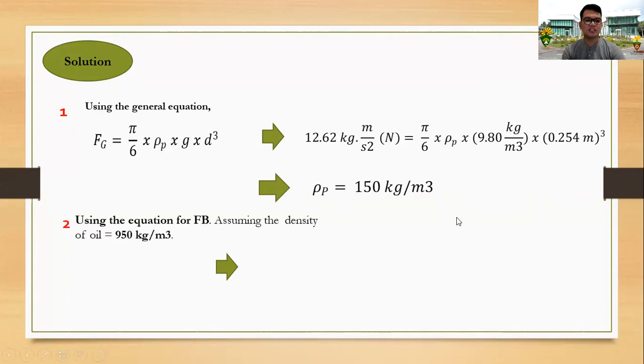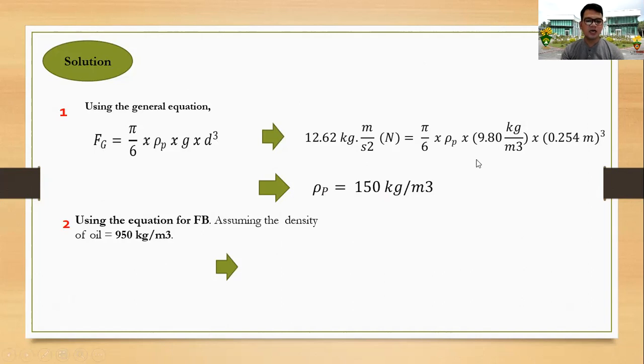The next question is, what's the value of Fb, or the force resulting from the weight of the body? So assuming a density of oil of 950 kilograms per cubic meter, okay? So the density is different, ha. Sir, why is the density different, 950 kilograms per cubic meter there? The density of the watermelon is different, and the density of the oil is also different, for example, okay?